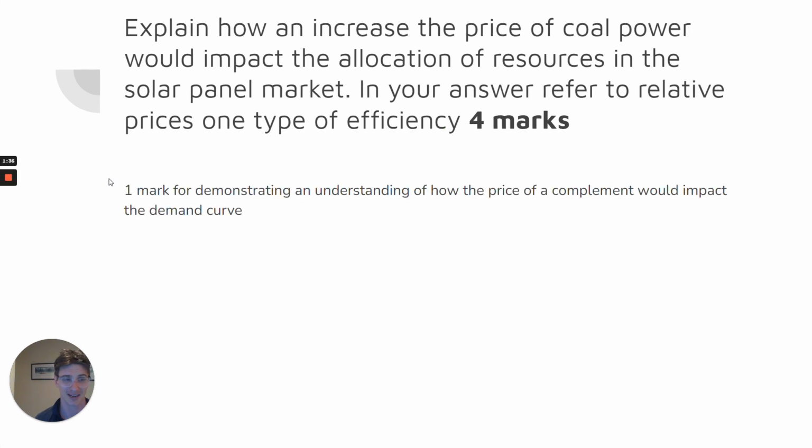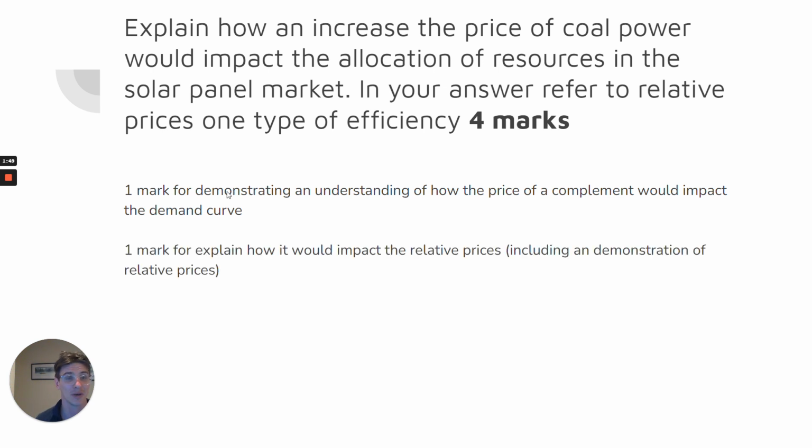First mark is to demonstrate an understanding of the demand factor and how that would affect demand for solar panels, or the demand curve. Again, if it was a different question, you would demonstrate an understanding of a different factor. The second mark is to explain how it would impact relative prices, and I think you should demonstrate what relative prices actually are here. The third mark is to explain how resource allocation would change, so how the change in relative prices would actually change the allocation of resources. So how would suppliers respond to that change in relative price?